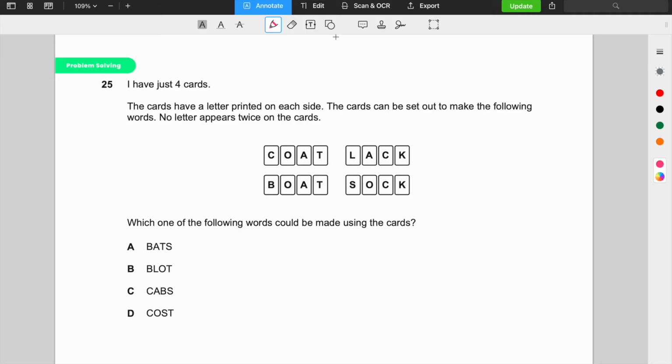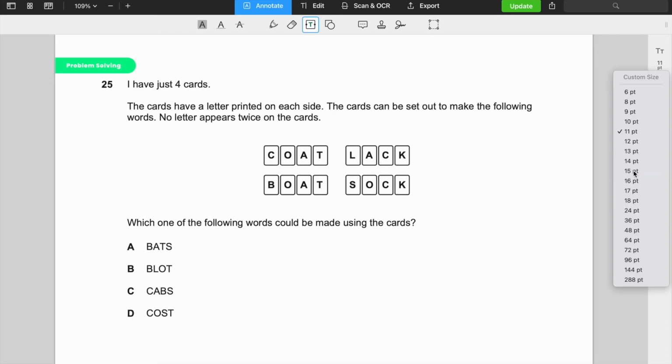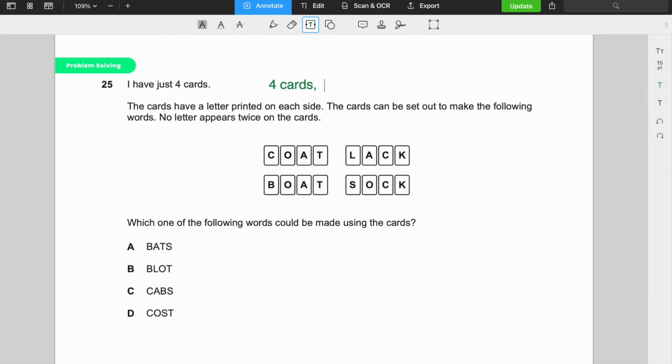So you have 4 cards, okay? That's really important to take note of. Now, 4 cards, 2 faces, okay? So that means we'll have 4 pairs. Does that make sense? 4 pairs, because we have 4 cards, 2 sides on each. So to work out what's going on, let's work out the 4 pairs, okay?